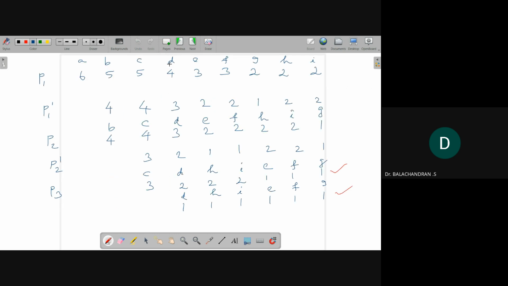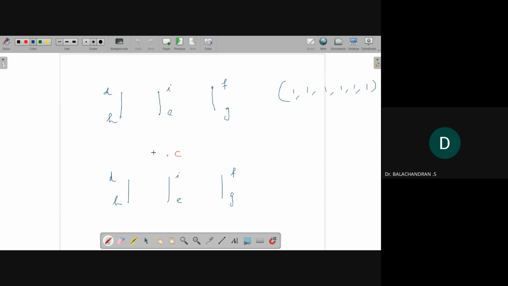Now what is the degree of C? Degree of C is 3. I should add it to these three, D, H, I, adding 1, 1, 1. So C is joined to D, H, and I. Now the degree is 3. Remaining everything is the same. Now you can check the degree of C, which is 3.